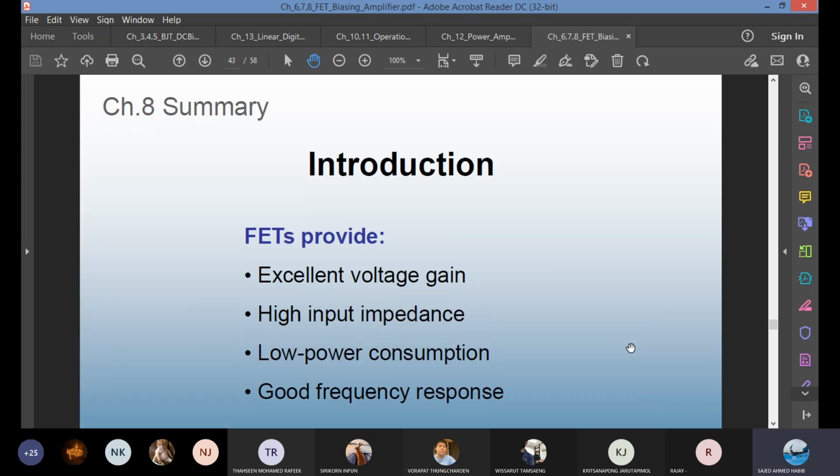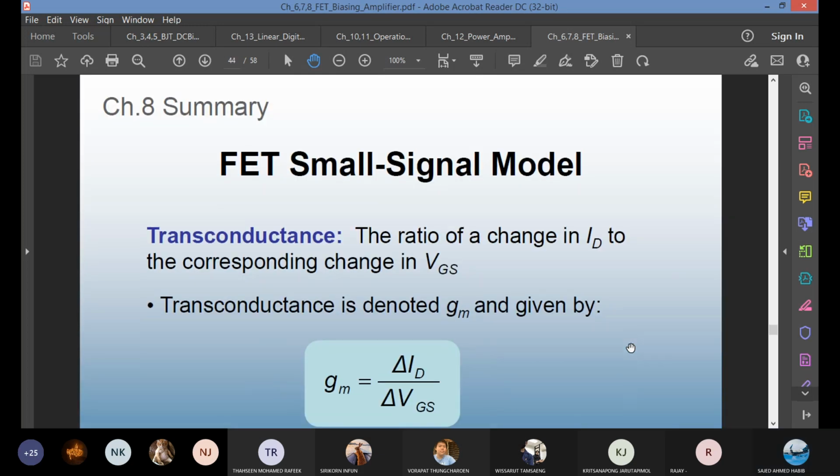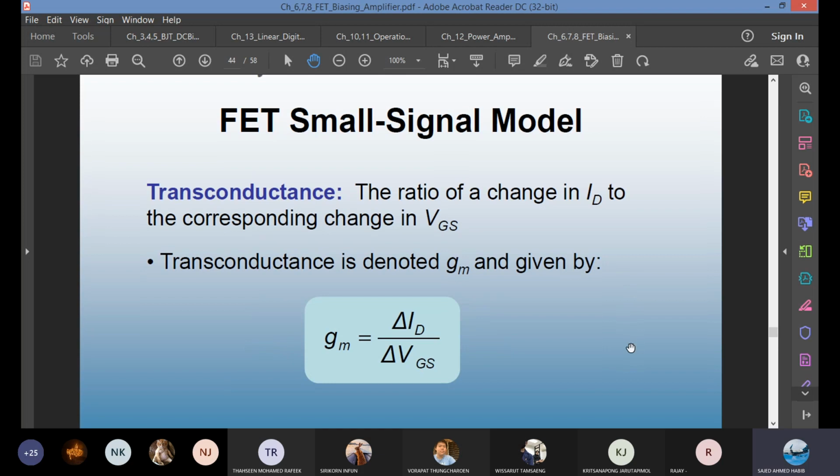The AC analysis, which is quite important, one of the parameters is transconductance, which connects the output with the input. In this equation, one is the input variable, the other one is output. The output is the ID, input is VGS. The ratio is called transconductance. Delta ID over delta VGS means how much the output current will change when you change the input voltage. The unit is Siemens, capital S.